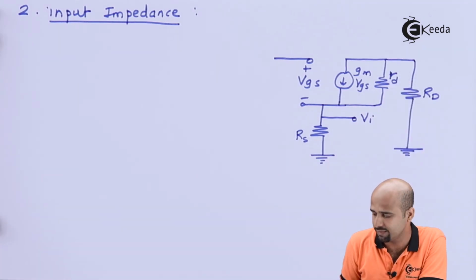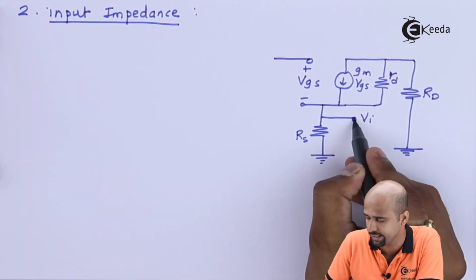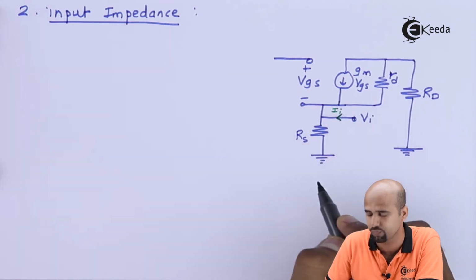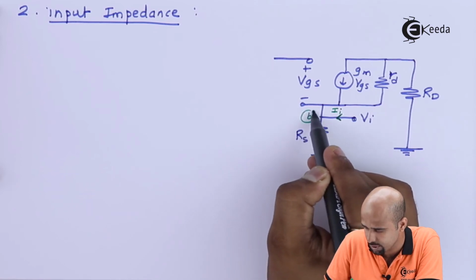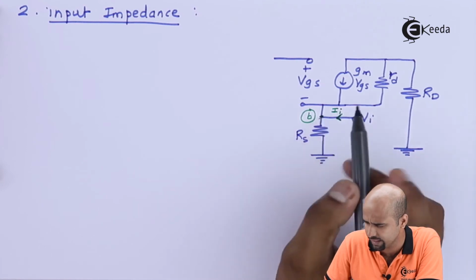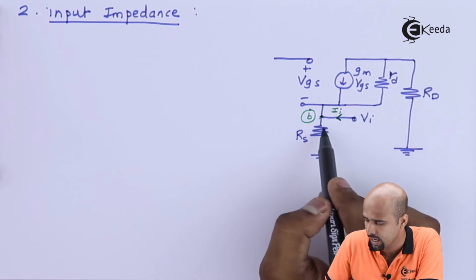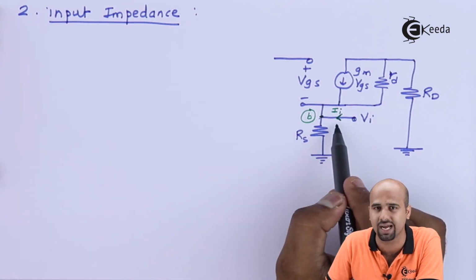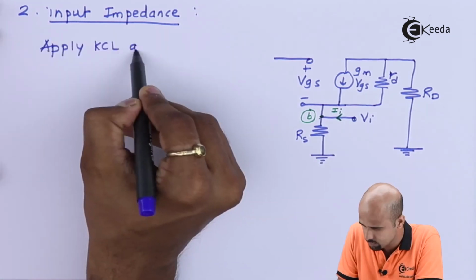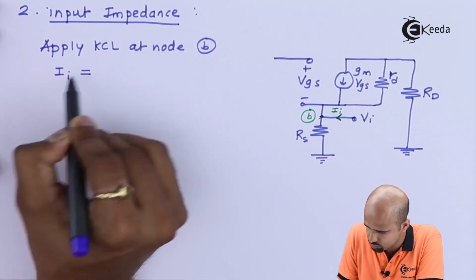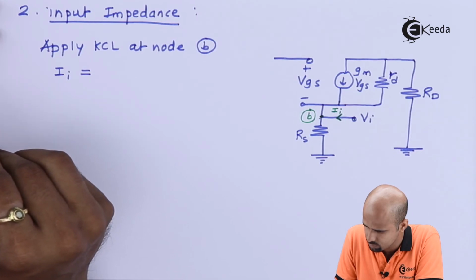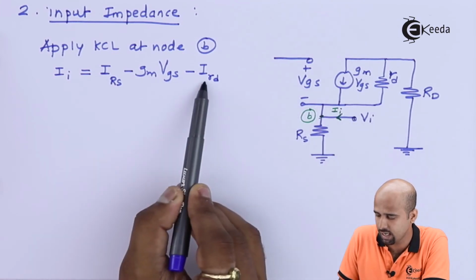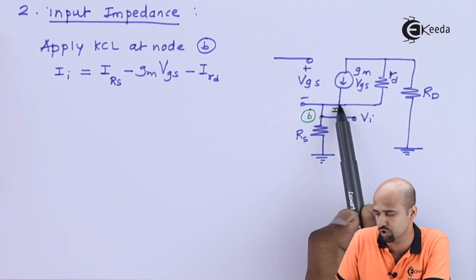To calculate input impedance, first of all, Vi divided by the current flowing through the input source is nothing but, let's say, II. And if you apply KCL at this particular node, let's say B, then one current is coming from GMVGS, one current is coming from RD, and another is going away from the node through RS towards ground. That is nothing but your complete II. If you apply KCL, let's see what we will be getting. IRS is nothing but the current flowing through resistance RS. GMVGS is this current, and IRD is nothing but the current flowing through small RD.